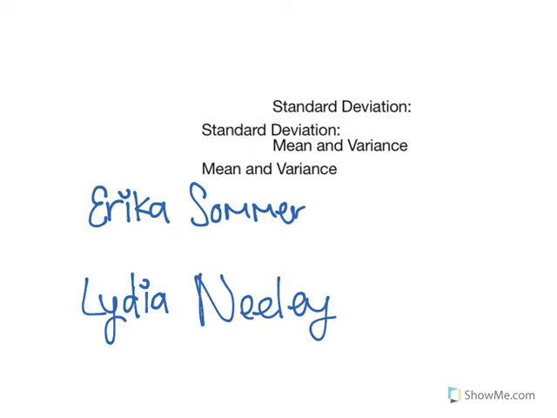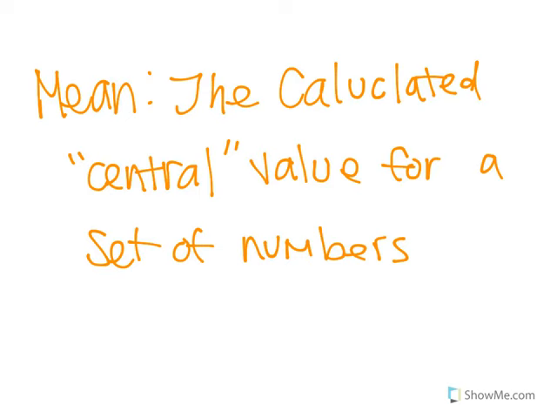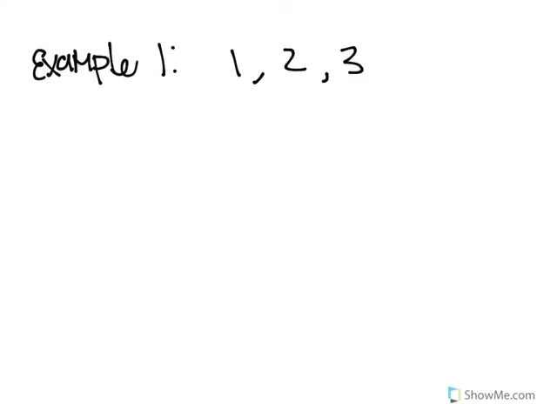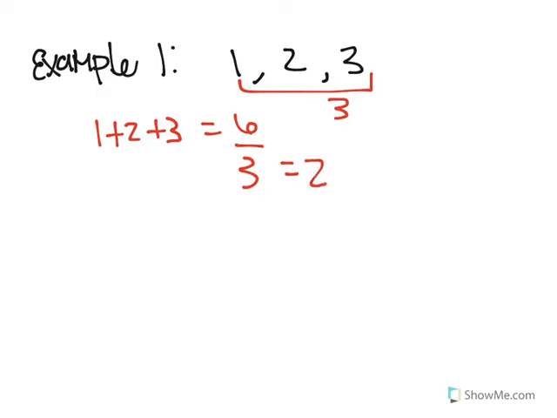Alright. Mean. Mean is the calculated central value for a set of numbers. Here we have an example. To find the mean, you add the list of numbers you have. So we'll do 1 plus 2 plus 3 equals 6. And then you divide by the total amount of numbers you have. In this case, we have 3. So we'll divide 6 by 3, and that equals 2, which means our mean is equal to 2.